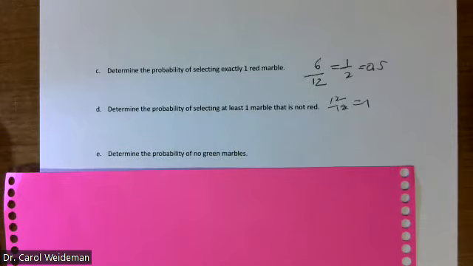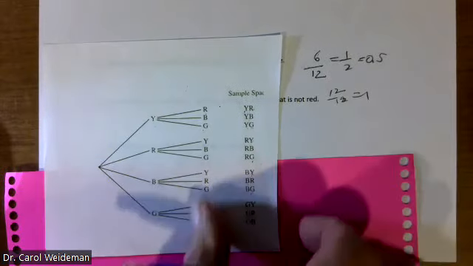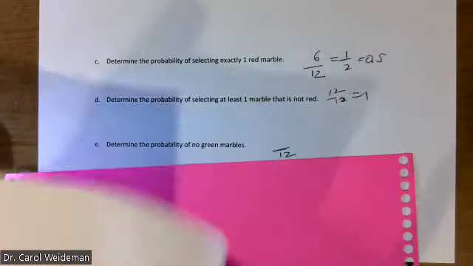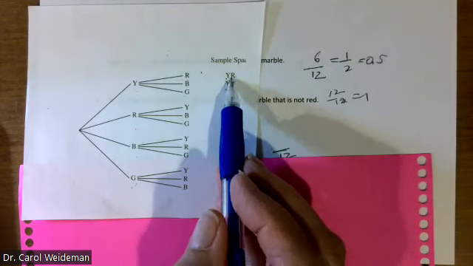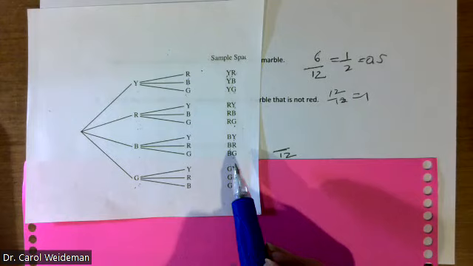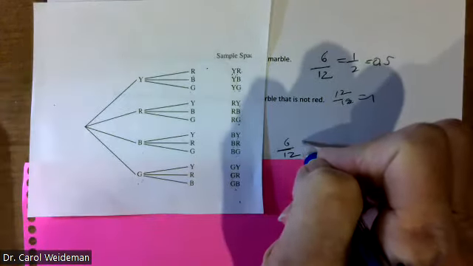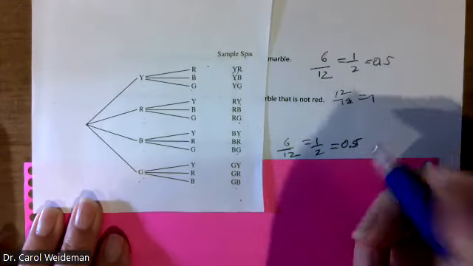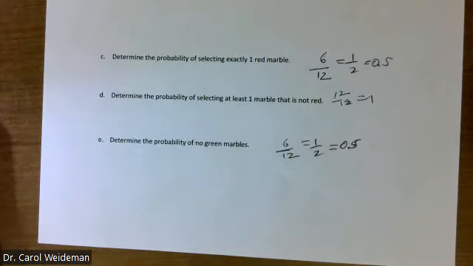And I think I have one more. Determine the probability of getting no green marbles. All right, so again, we have 12 total to pick from, so that's going to be our denominator. So how many of my outcomes don't have green marbles? So let's take a look and see. There's 1, 2, 3, 4, 5, 6, and all the rest have green. So this is 6 over 12, or another 1/2, or 0.5, not 0.05. All right, let's try some other problem.